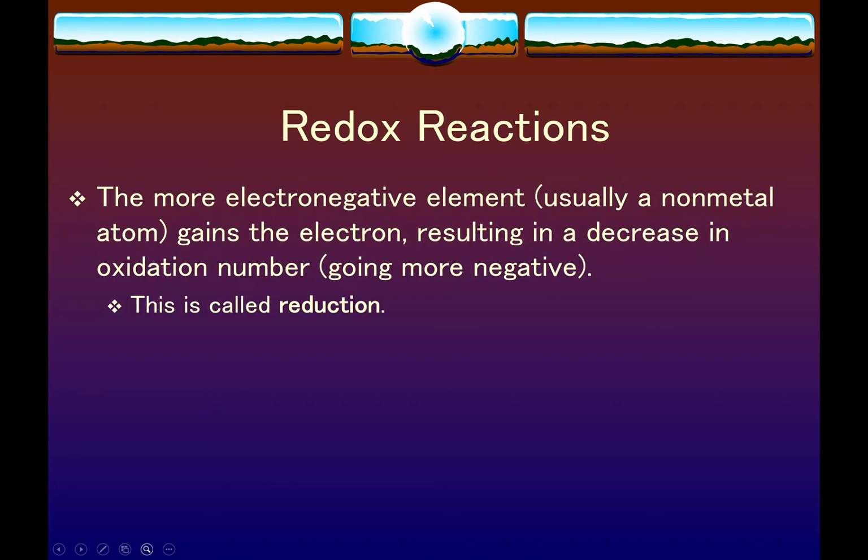Now, the more electronegative element, which is usually going to be our nonmetal atoms, since they're more electronegative, will gain an electron, which will result in a decrease in oxidation number, which means it's going to get more negative. Sometimes I think this is a little confusing, calling it decreasing oxidation numbers, but decreasing meaning we're getting more negative, we're going towards that negative end on the number line. So we gain electrons, each electron having a value of -1. That is going to be called reduction. In a sense, we are reducing our oxidation number.